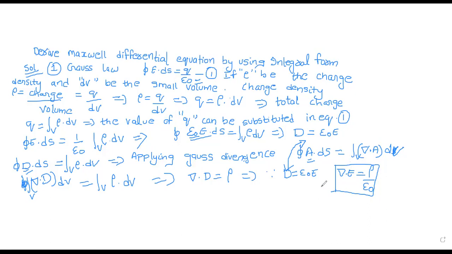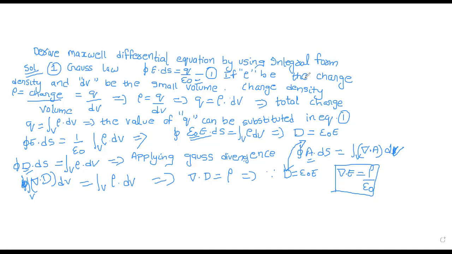Now once again, let us discuss the Gauss law. We have taken this Gauss law. The first basic law is the integration over the closed surface of E dot ds is equal to q by epsilon naught. This is equation number 1. So in order to derive this differential form, we need to consider some important parameters.